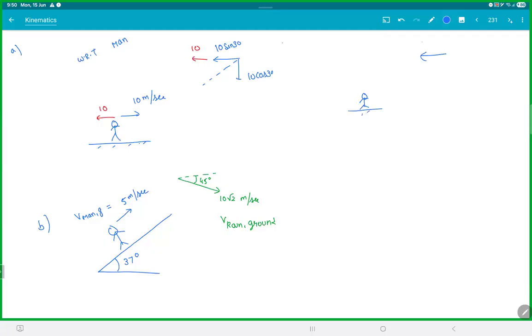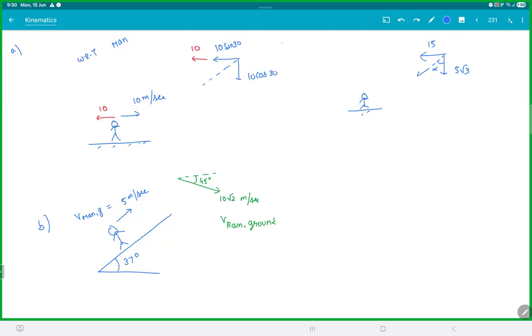10 sin 30 is 5. He says it's going 15 backward. And 10 cos 30 is 5 root 3 downward. This is what he will see. You're asking for the angle with the vertical. So tan alpha, if you make a triangle, bring this 15 here, you'll get a triangle there.